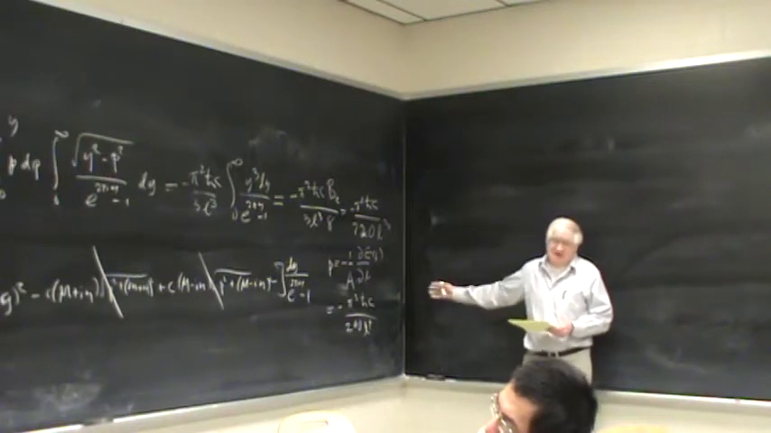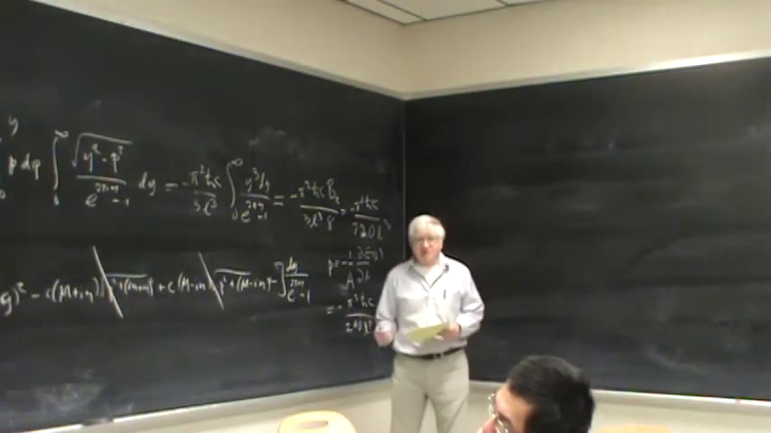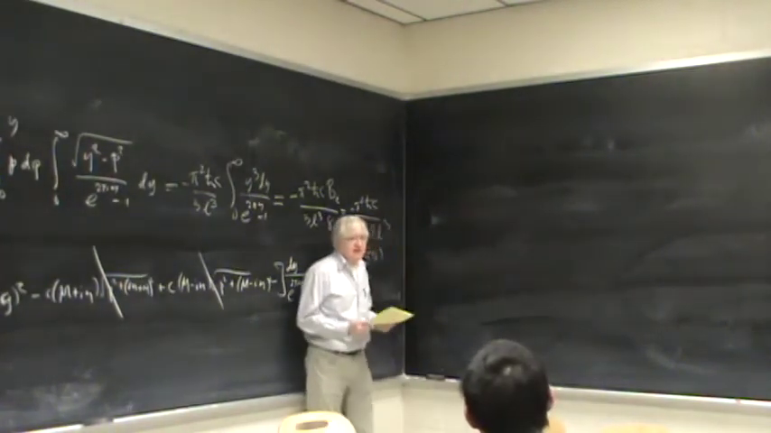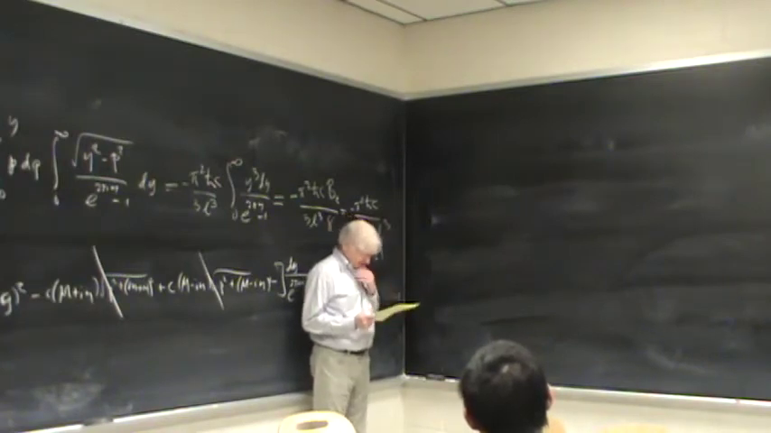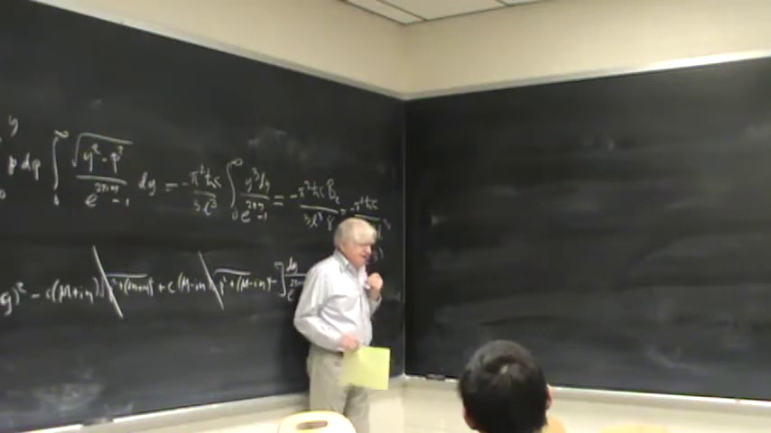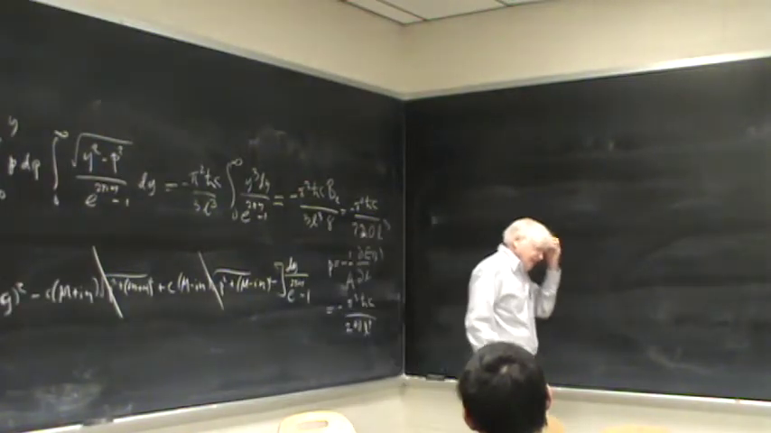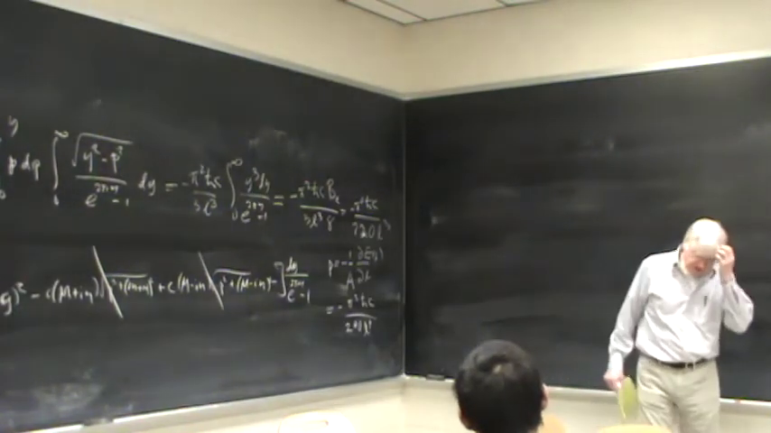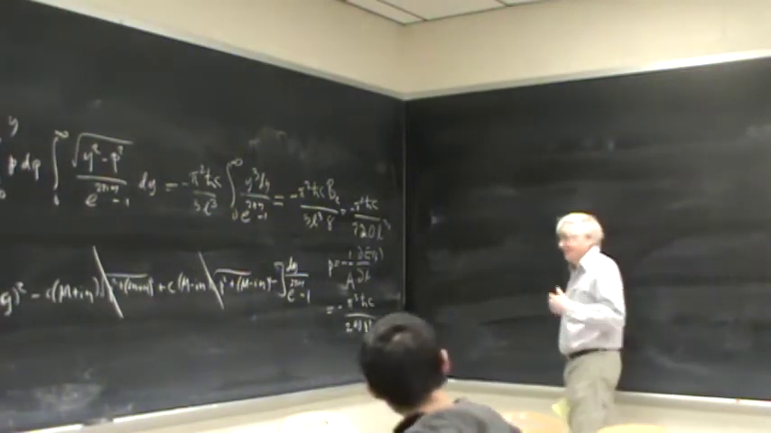Anyway, this is the best calculation I know of the Casimir effect. There may be something better, but as far as I know, this is about the best. Okay, let's now start renormalization in quantum field theory, or continue it.